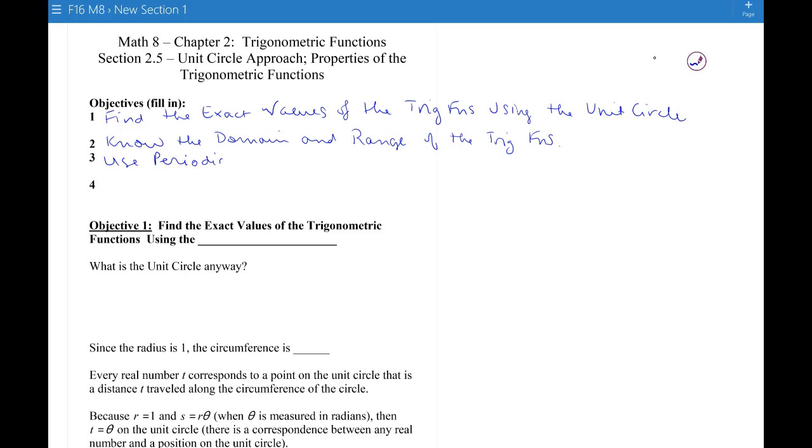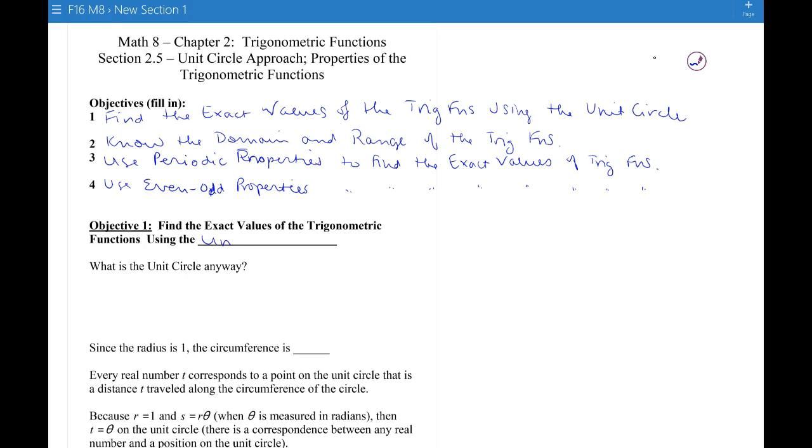We'll talk about periodicity. Use the periodic properties to find the exact values of trig functions. And the last objective is going to be to use even-odd properties to find the exact values of trig functions. We need some kind of abbreviation for that. So first we're going to find the exact values of the trigonometric functions using the unit circle.